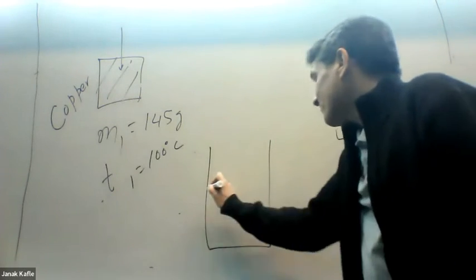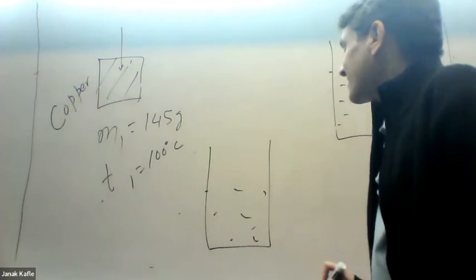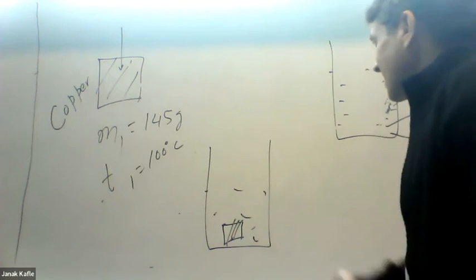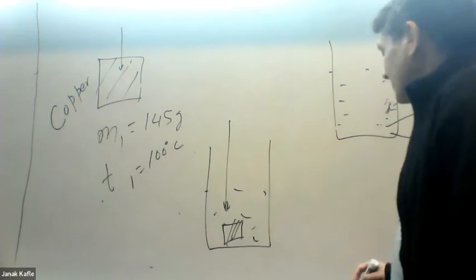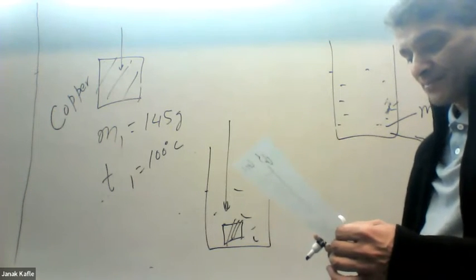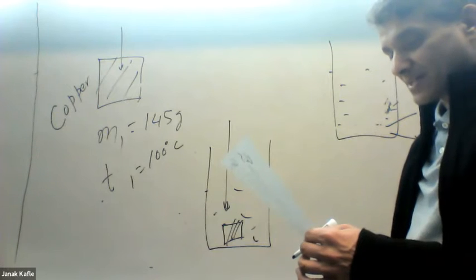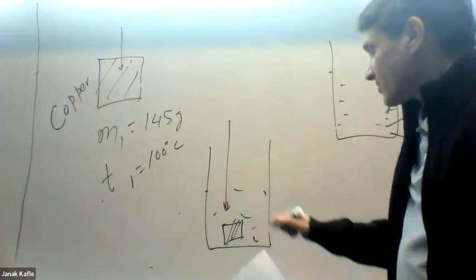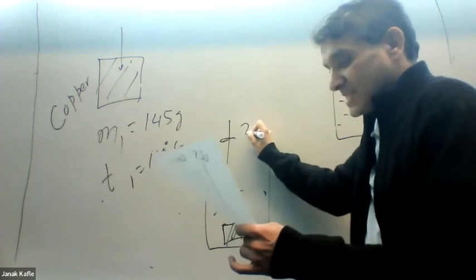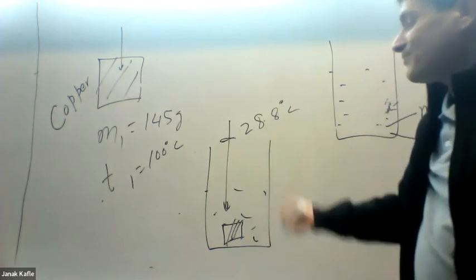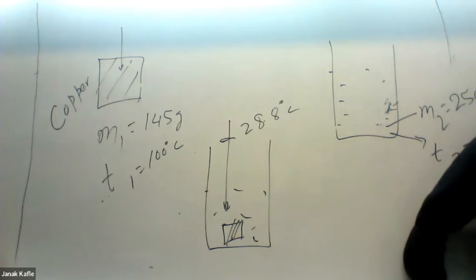It looks like this. This is water, and then I throw that piece of copper here, and I have the thermometer already here. So what does the temperature of this mixture become? 28.8. The temperature of the water in the calorimeter becomes 28.8 degrees centigrade when the system is in equilibrium. That's the problem, yeah. That's what it is saying.